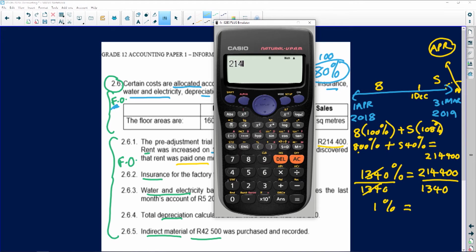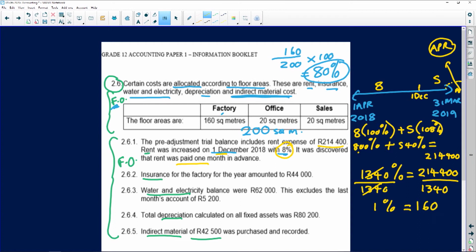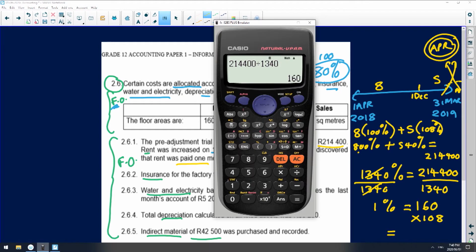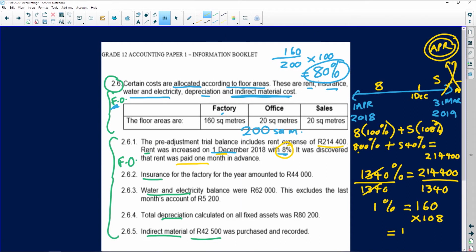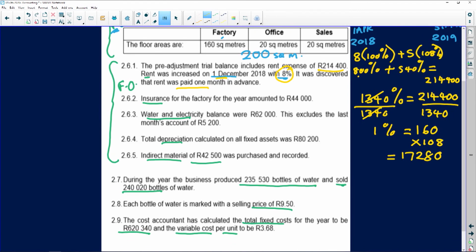Right, so 214,400 divided by 1340, and that gives me a figure of 160. And remember, I'm trying to work out the rent for the month of April, right? And that was when our rent increased by 8%. So 160 times 108 will give me my monthly rent that now needs to be adjusted. So 160 times 108, and that gives me a figure of 17,280.